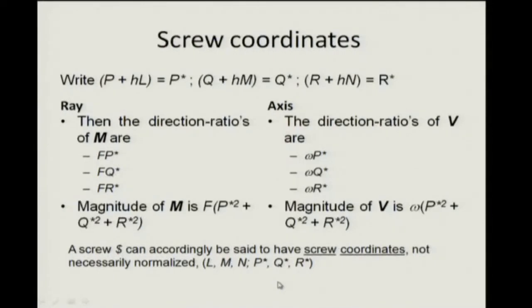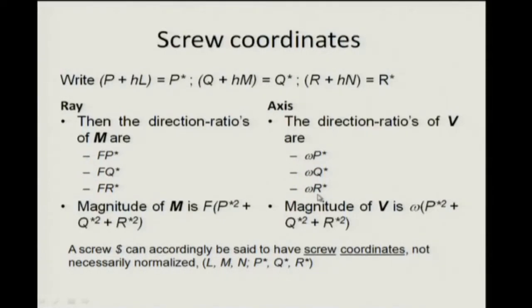So, what you do next is write p plus hl as p star, q plus hm as q star, r plus hn as r star. If you do this, then you can write m essentially as f p star, f q star, f r star. Similarly, here omega p star, omega q star, omega r star. So, this is just nomenclature. Earlier we had L M N P Q R for a line.